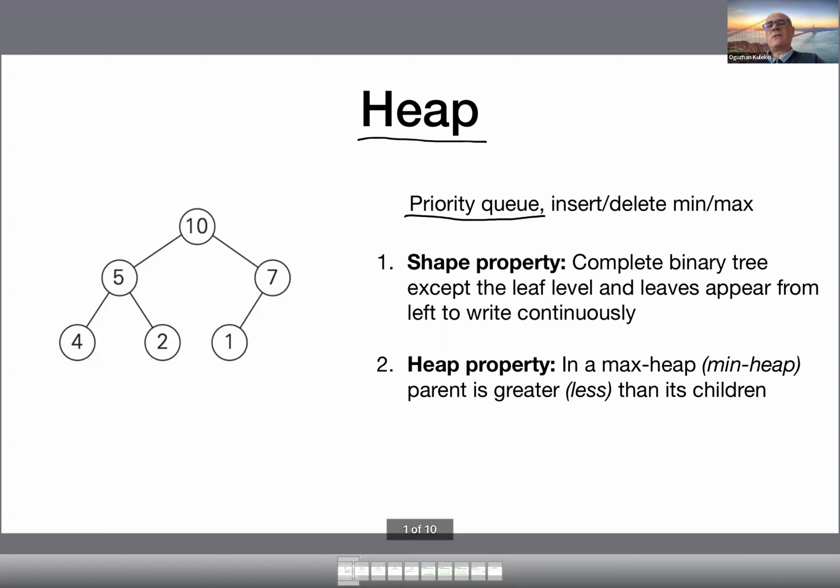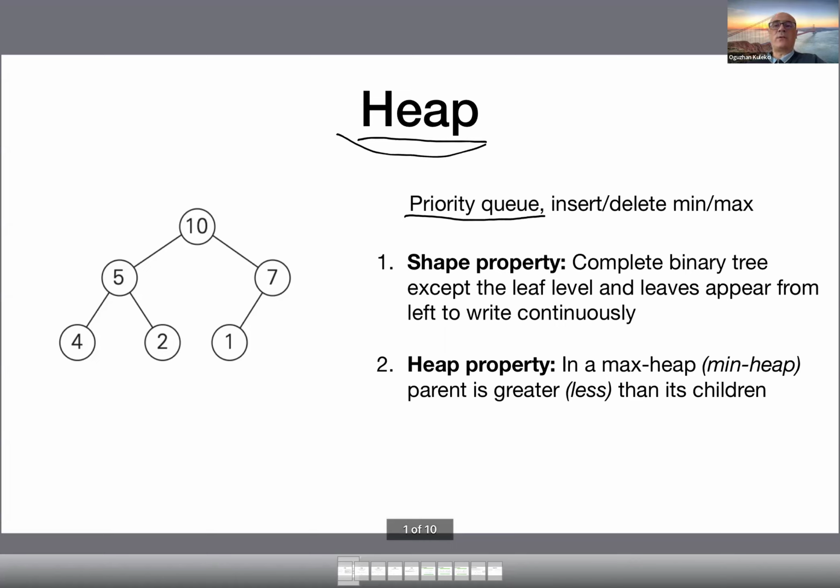So in all of these scenarios, what do we need? We need to find the minimum or maximum of a set. That is why the heap data structure is very useful. So let's see, what is a heap? A heap is a binary tree.